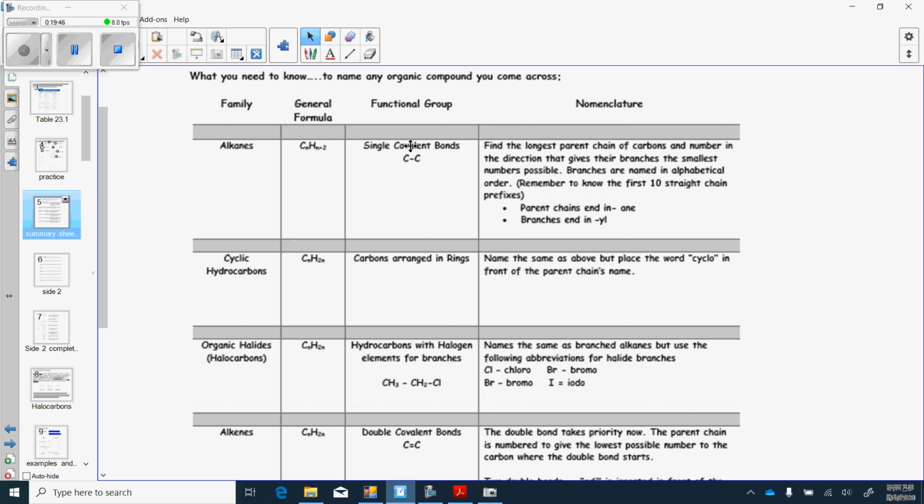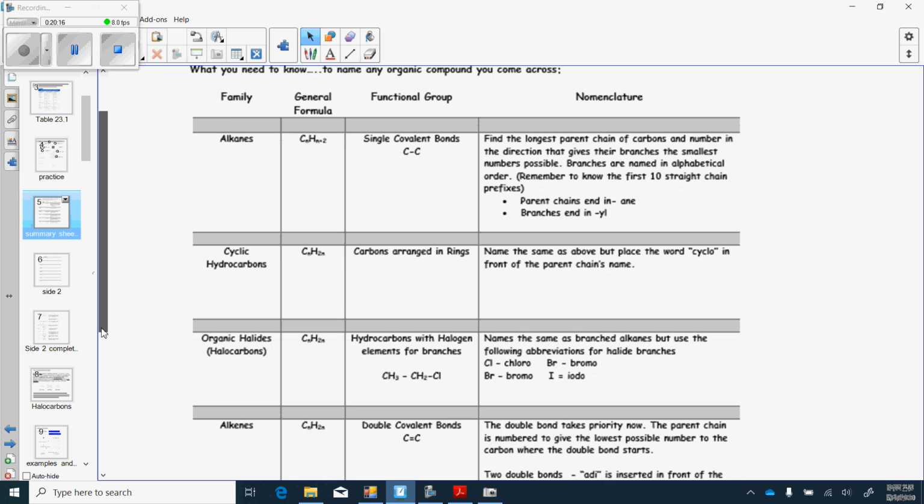Then I looked at the functional group. So what was the part of the group that was the most reactive part? Here it's the halogen, here it's the double bond, here it's the single bond, here it's the ring. And then very quickly in point form, I talked about what the rules were for naming each of these families. And so here was quite a bit because it was where we introduced all of our rules. And then we just talked a little bit about how the rules change when you move into a new family.